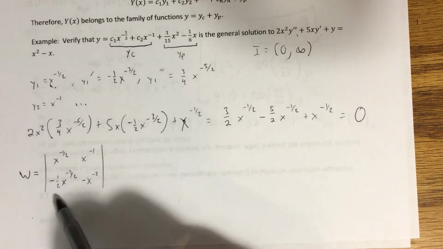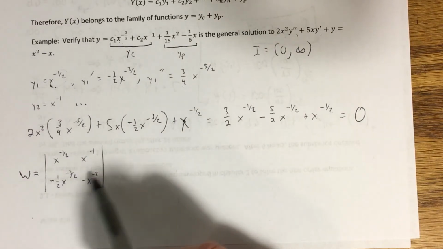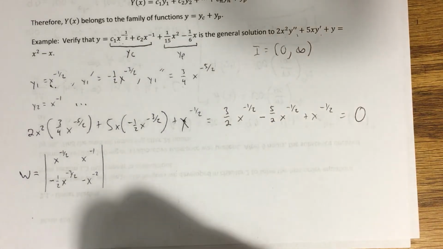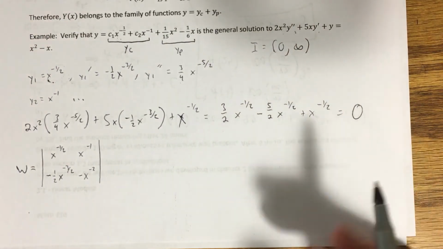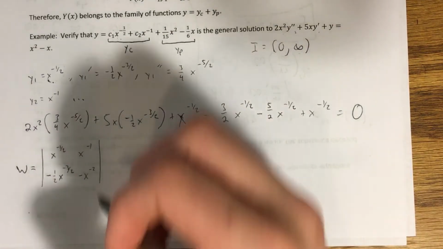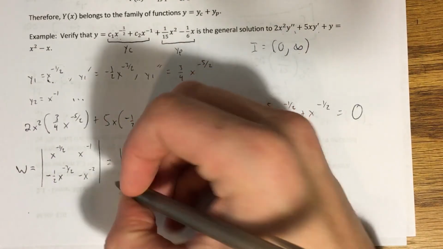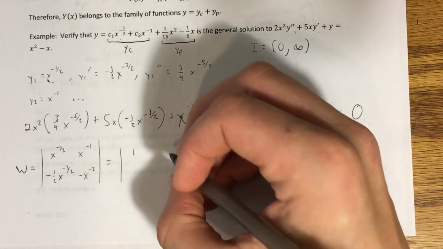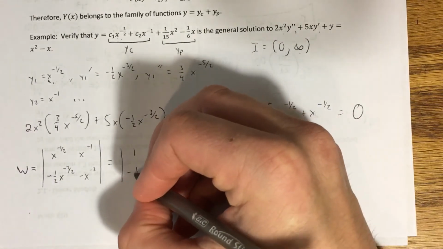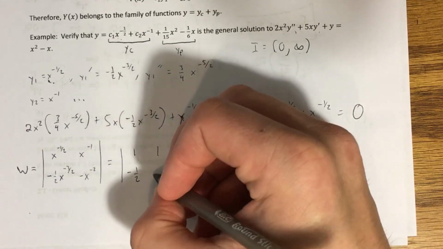I could either evaluate this directly as functions, or I can pick a number from this interval, plug it in, and then check that, and still get the same result. So the number 1 is in this interval. I'm going to plug a 1 into all of this. This would equal 1, 1. If I plug a 1 in here, I'm going to get a negative 1/2. If I plug a 1 in here, I'm going to get a negative 1.